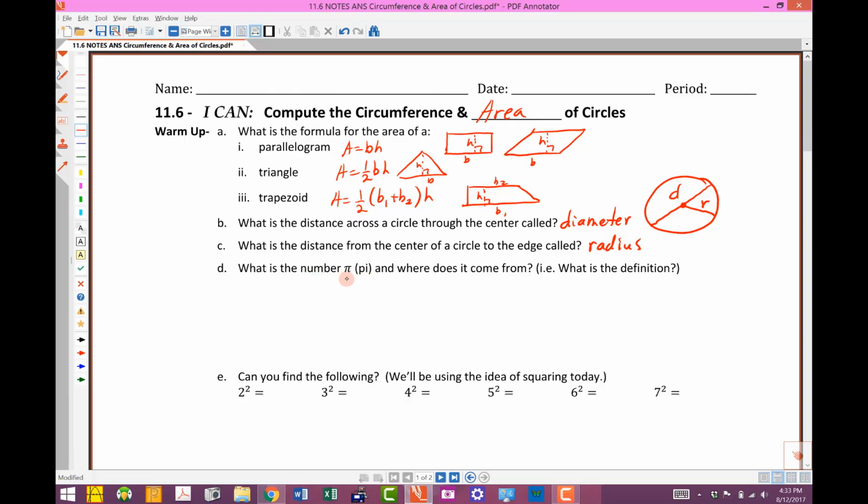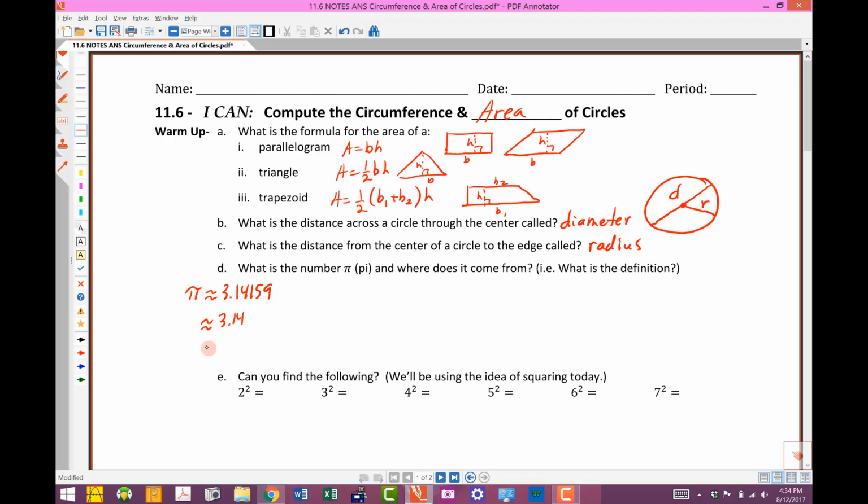So what is the number pi and where does it come from? In other words, what's the definition of pi? Well, you've probably heard of pi before, but let's talk about where it comes from. Pi is approximately, and I'll use that symbol again, it's kind of like a squiggly little line with 2 legs on it, approximately 3.14159, and this actually goes on forever and it never repeats. So 3.14 is a pretty good decimal approximation.